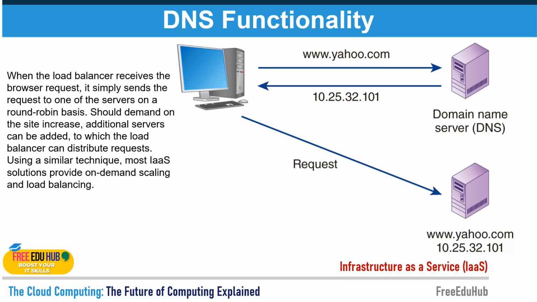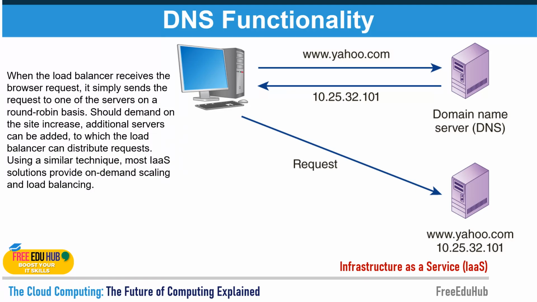The website is served through your DNS server. When the load balancer receives the browser request, it simply sends the request to one of the two servers in a round robin. If demand on the site increases, additional servers can be added, to which the load balancer can distribute the requests, similar to this technique, as most IaaS service providers are using it and scaling it for load balancing.